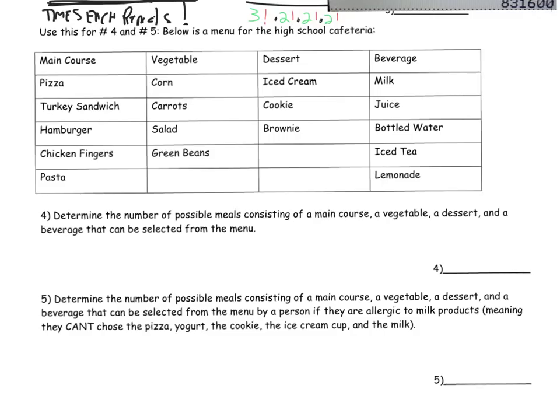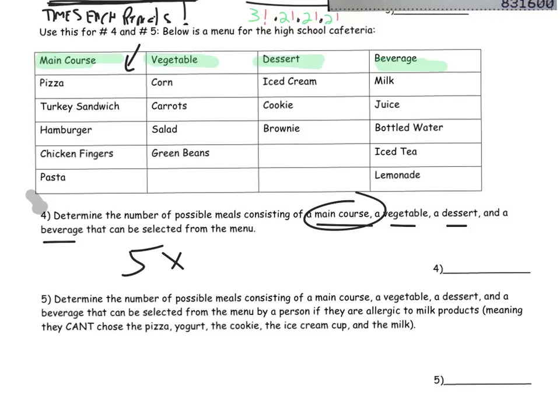For problems 4 and 5, we have this menu from a high school cafeteria, and it looks like there are 4 categories: the main course, the vegetable, the dessert, and the beverage. And number 4 says, determine the number of possible meals if you choose a main course, a vegetable, a dessert, and a beverage. So this is an example of a counting principle question, where we're going to break the question up into parts, figure out the number of possibilities for each part, and then multiply the parts together. So it looks like for the main course, you have 5 different options: pizza, turkey, ham, chicken, and pasta. So there's going to be a 5.